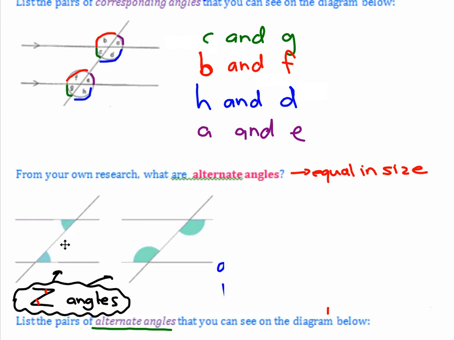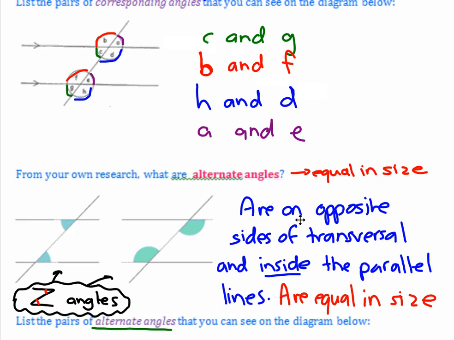They're on opposite sides of the transversal. So they're alternate because they're on opposite sides of the transversal, and interior because they're inside the parallel lines. That's why in the song they call them alternate interior angles. So they're equal in size. Vertically opposite angles are equal, corresponding angles are equal, alternate interior angles are equal. They form these Z shapes.